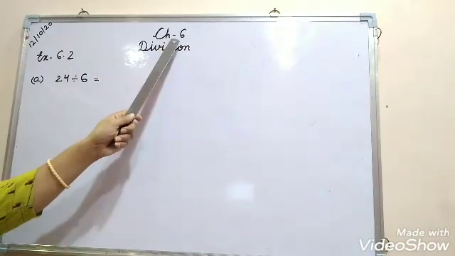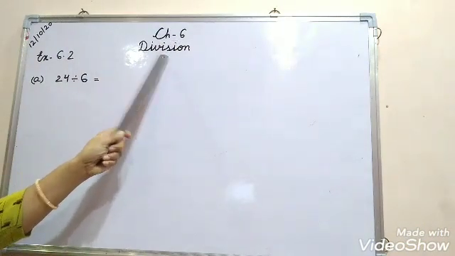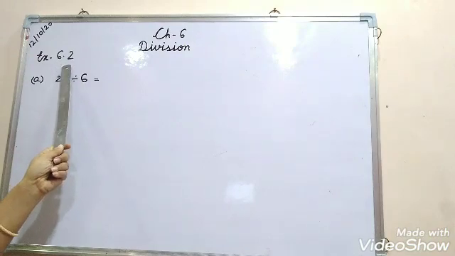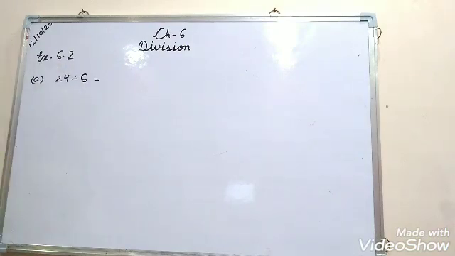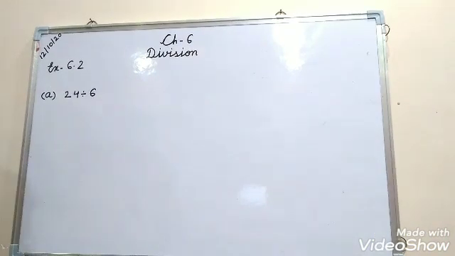Today we will go through chapter number 6, division, and the exercise is 6.2. Children, in this class we will learn to solve division sums with zero remainder and remainder of some numbers also. Okay, so let's start. Let's have one example.